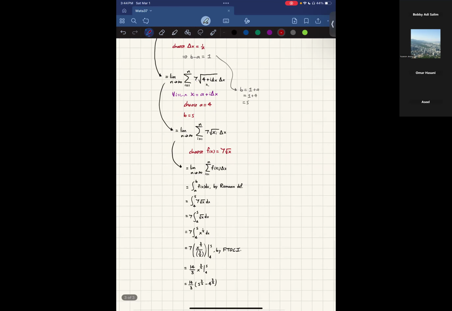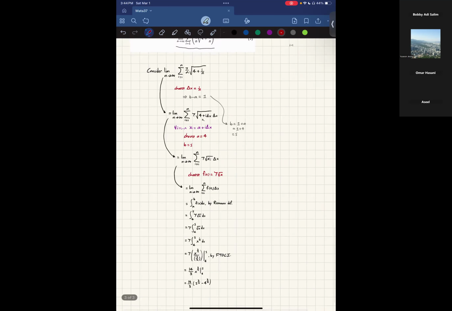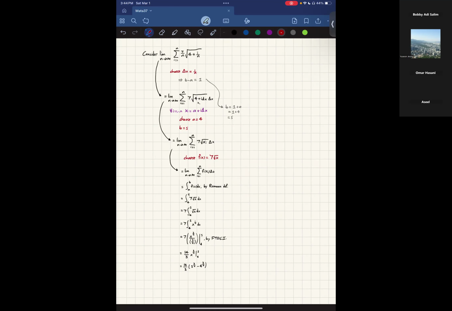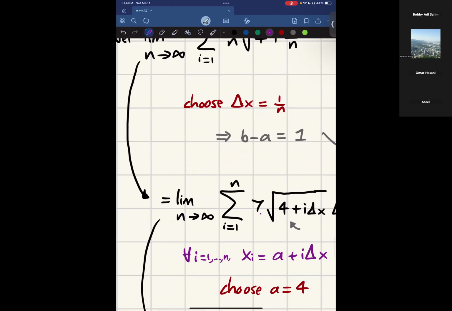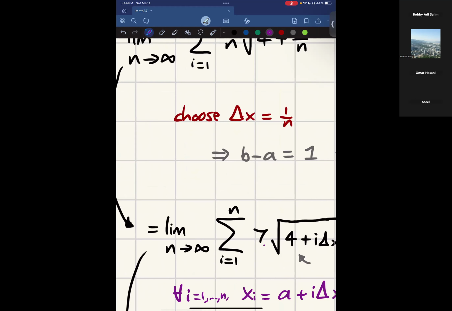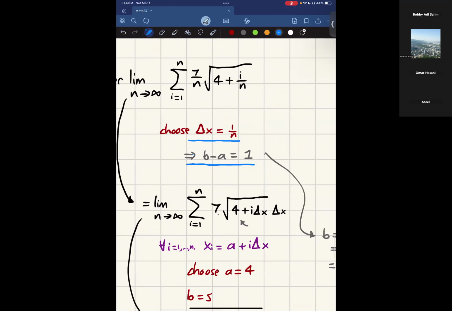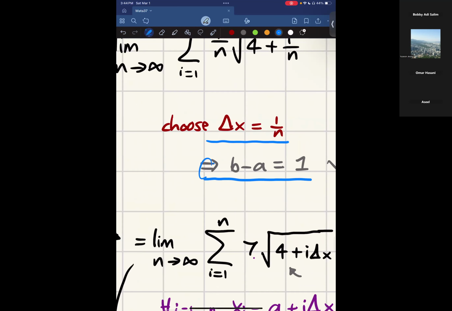Okay, but like I was saying, for this question there's not much justification needed, at least not much more, because this is a computation. You're just choosing what these things are. You do want to use your correct connectives though. So here, for example, I had choose delta x equals 1 over n. This implies that b minus a is equal to 1, right? So you can't just have this floating like that. You need to say that the above statement implies this one.